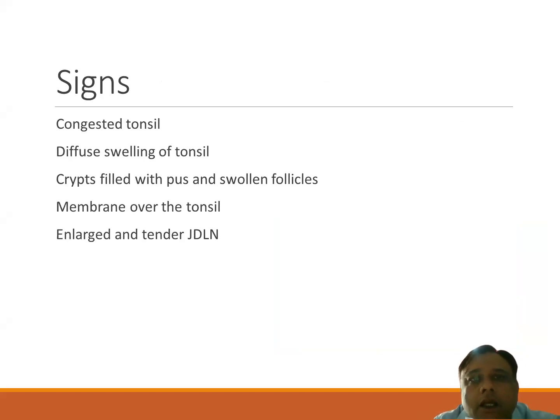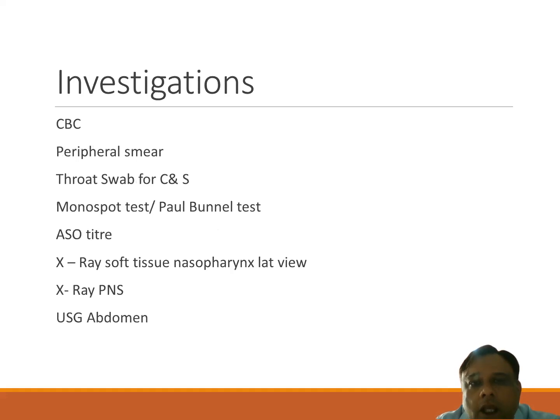We can see, along with the enlargement of the tonsil, diffuse swelling of the tonsil, crypts filled with pus, swollen follicles, membrane over the tonsil, and enlarged and tender jugulodigastric lymph nodes. In cases of acute tonsillitis, we can go for CBC, peripheral smear, throat swab for culture and sensitivity, monospot test, Paul-Bunnell test, ASO titer, X-ray soft tissue nasopharynx, X-ray PNS, and USG.